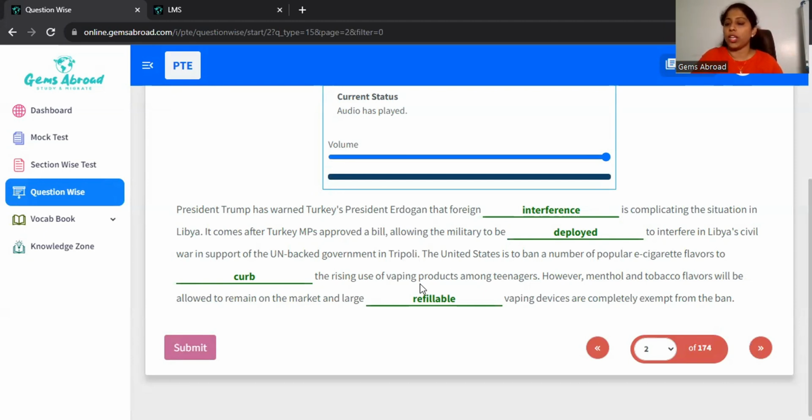Because only if you practice will you get a high score in PTE. So without the practice, it's difficult to achieve a targeted score. So daily make sure you spend half an hour practicing.